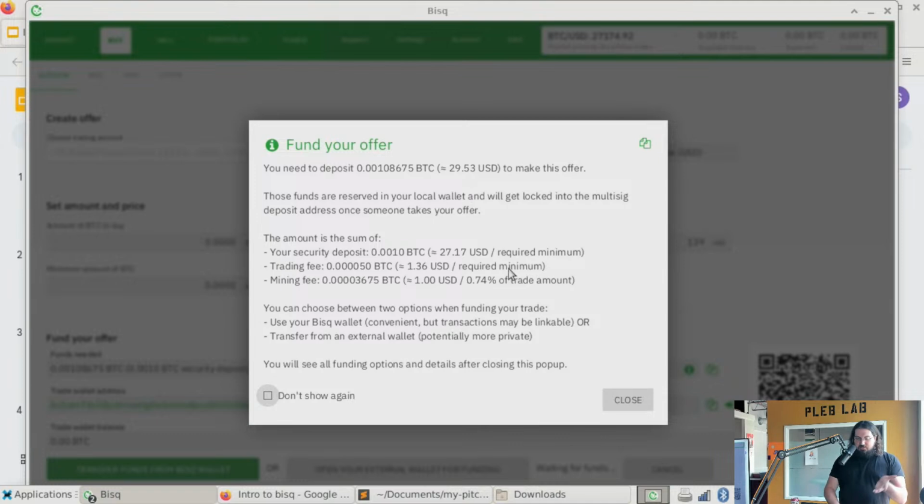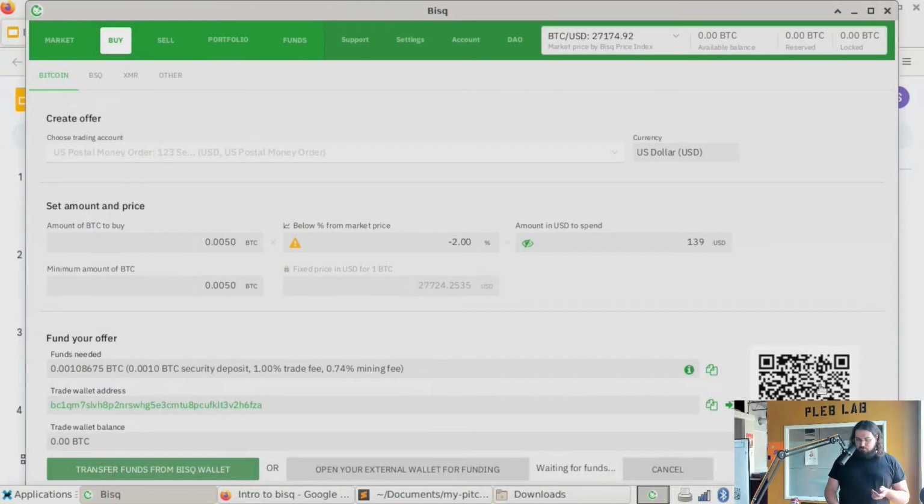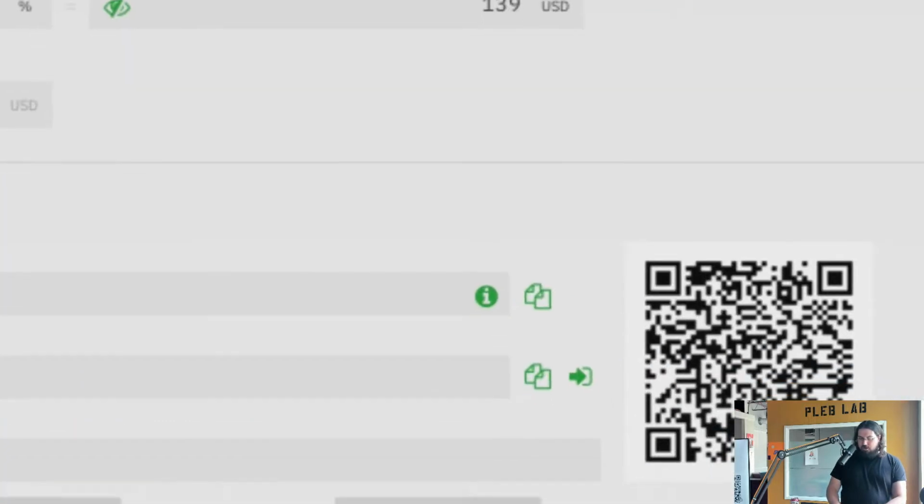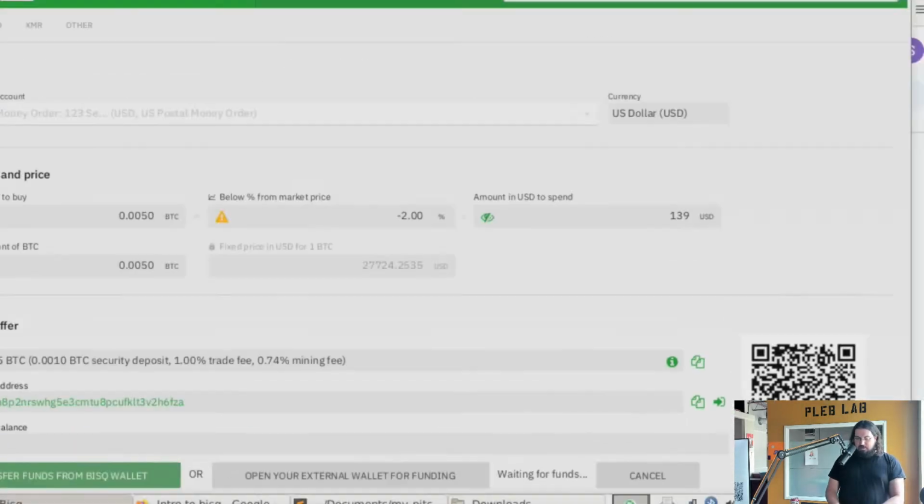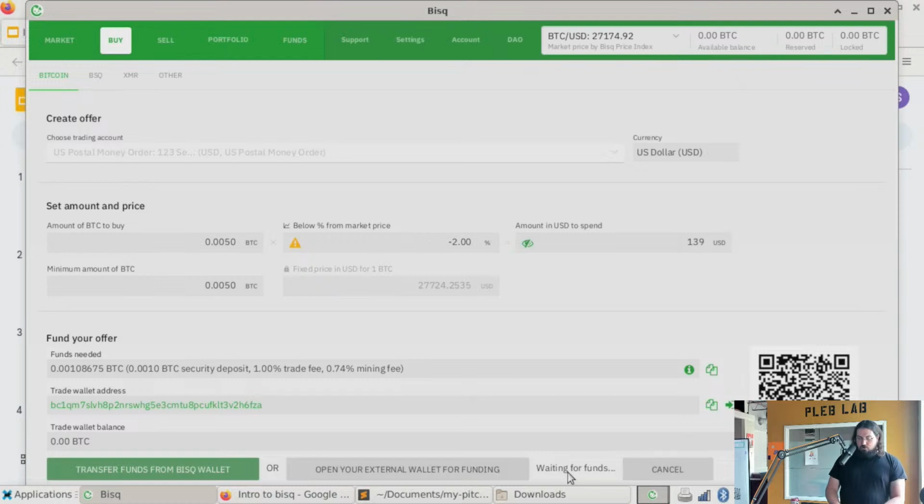That's an example of one of the weird things about Bisq. Before you can do this trade, it's telling you you've got to deposit $30 into this Bitcoin address, and then you can make your trade. You can do that with any Bitcoin wallet. I don't have any money on Bisq right now. I'm just using my regular Bitcoin wallet, and I can fund that trade. But yeah, that's how you do that. I'm not going to in this example, because I don't want to buy $139 worth of Bitcoin by means of a money order.